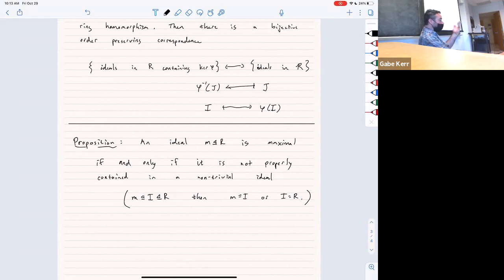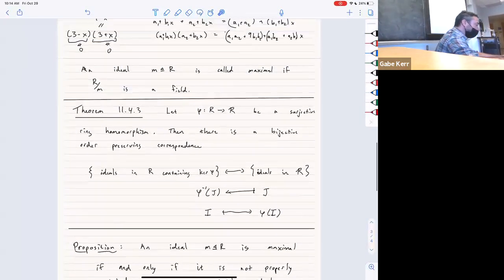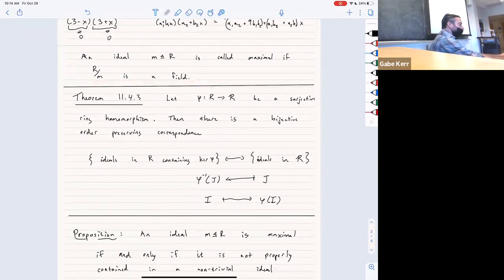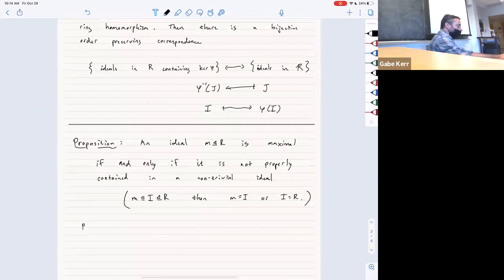Well, this makes sense in the sense of English. This makes sense of maximum, right? We're saying that it's as big as it can get without being all of the ring. But how does it make sense in this notion? The relationship there is to say, okay, if M is maximal, then we have this ring homomorphism R to R mod M. It's a field. That's the definition that I gave.